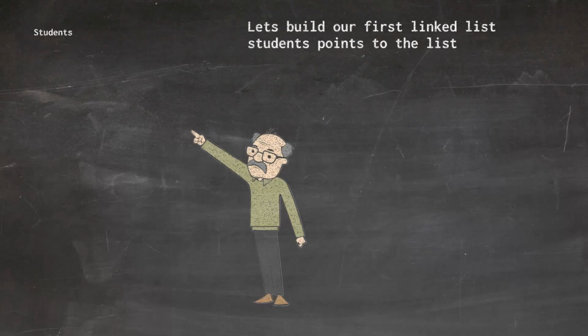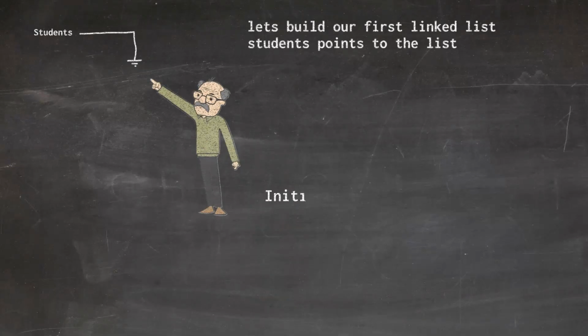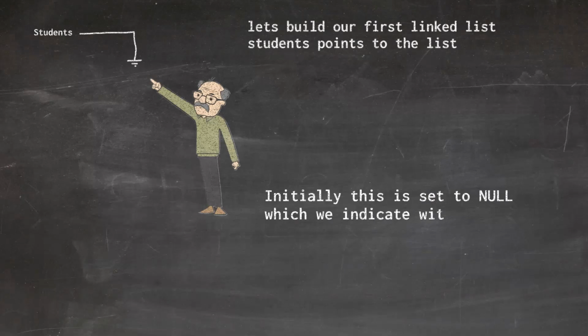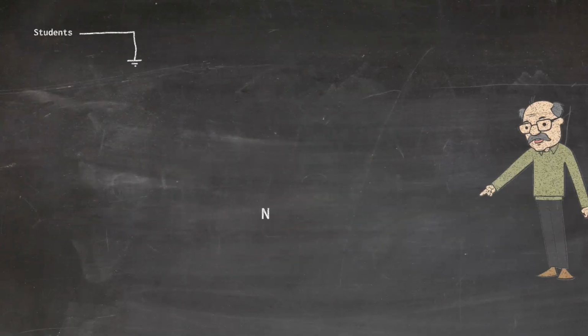First, we need a variable that tells us where the linked list is. We're going to call that variable students, and initially it's going to point to null. Visually, we use this square line that points down to ground to indicate that the variable students has a value of null. So now we're going to build our linked list.